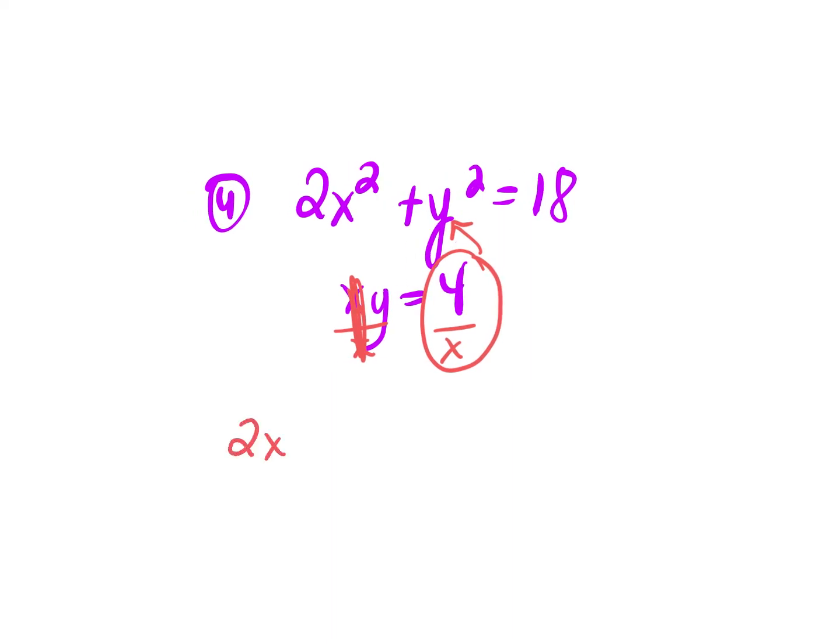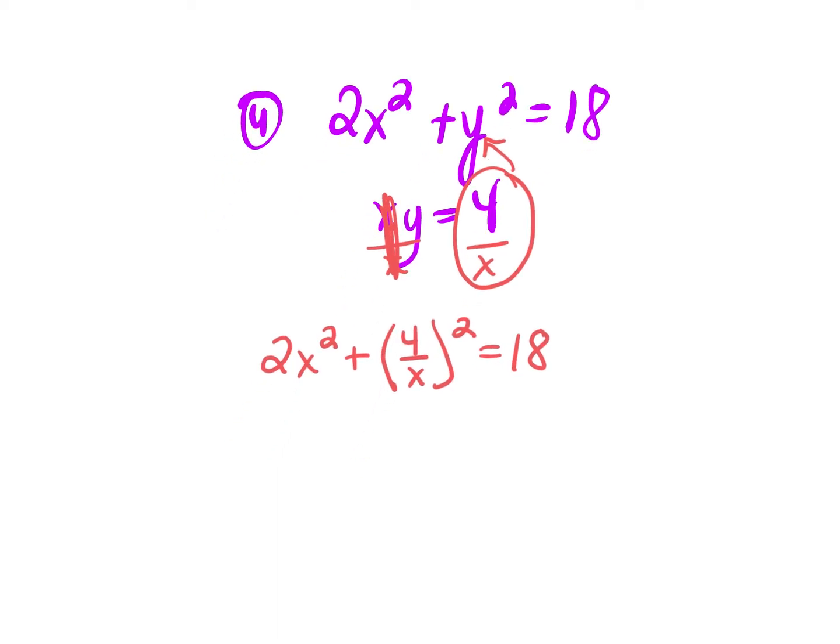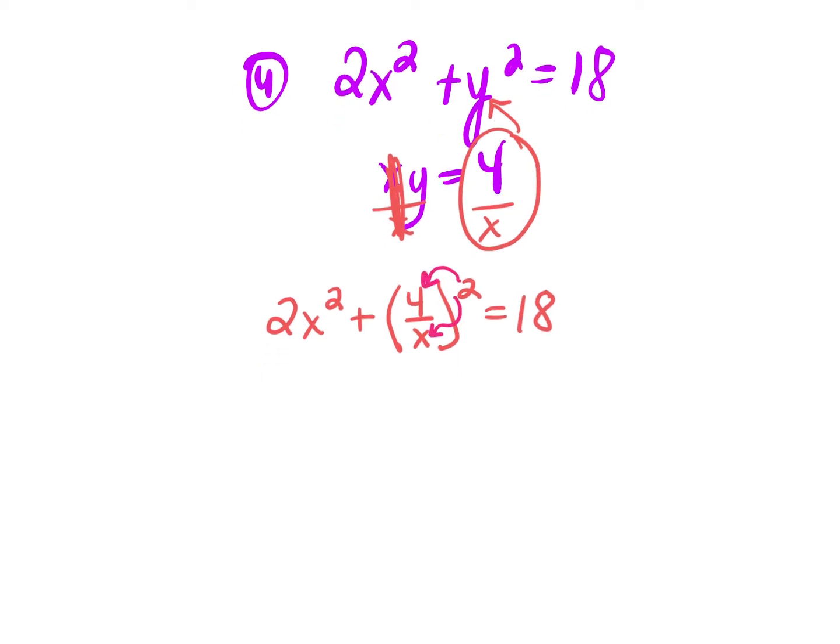So watch. We have 2x squared plus, instead of y, I have 4 over x squared equals 18. We have to do a little bit of math here before we can just say, okay, all this is going to cancel out. This 2 goes to the numerator and the denominator. So I have 2x squared plus, what's 4 squared? 16 over, what's x to the second power? X squared equals 18.